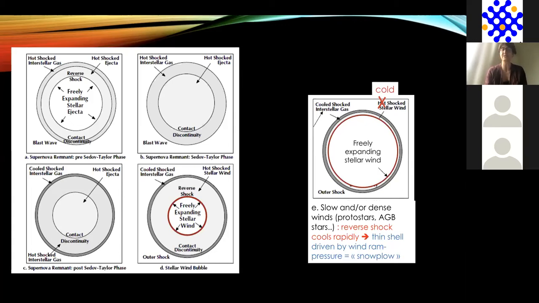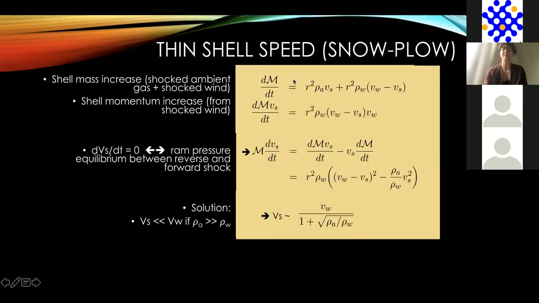It's a nice phase because it's relatively easy to solve for the expansion of the shell in that phase. In that phase, if you look at the shell mass increase and the momentum increase from the shock to wind, so from the ram pressure of the wind, you can solve these two equations to get the evolution of the shell speed. And because of the shape of this equation, Vs, the shell speed, tends to reach this value, which is basically when these two terms are equal. So it adapts as a function of expansion so that it's always close to this equilibrium, which is the ram pressure equilibrium between the two shocks.